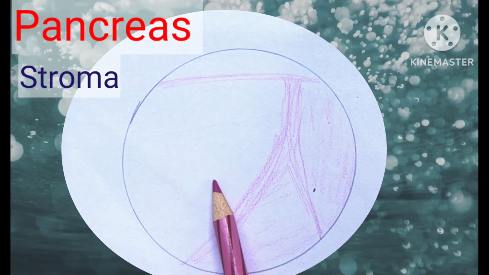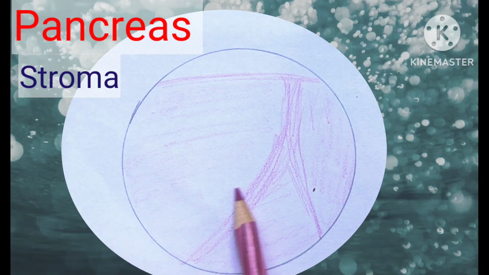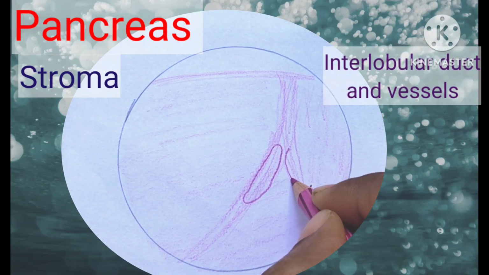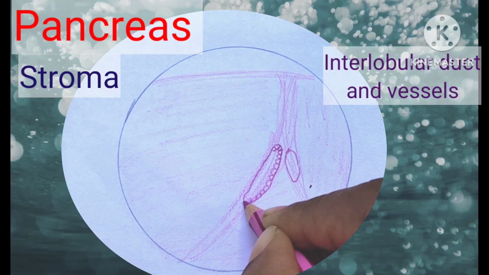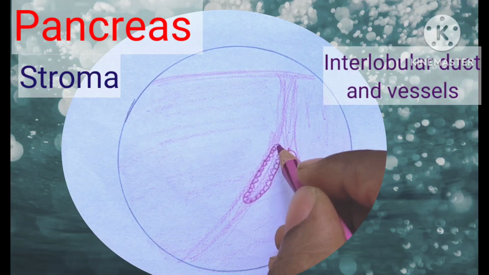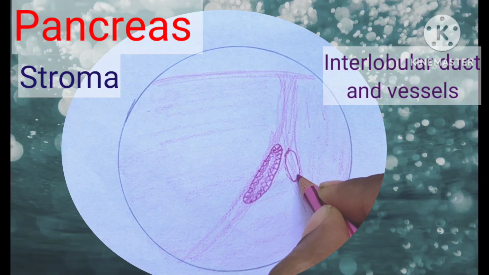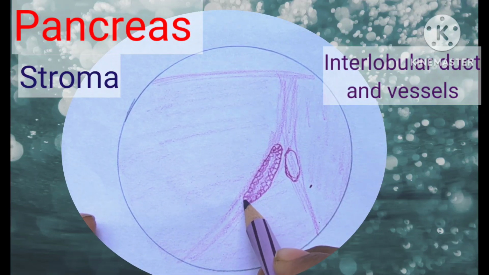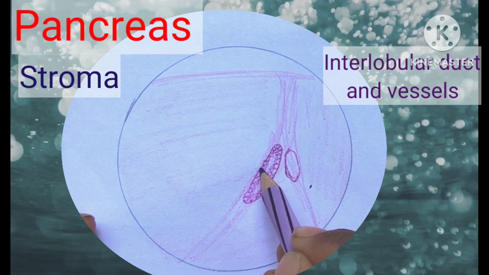The exocrine part is almost similar to the serous salivary gland, with minor differences. So similar to the serous salivary gland, we have to draw intralobular ducts and interlobular ducts. Now I am drawing the interlobular ducts within the trabeculae. The duct will be lined by columnar to stratified columnar epithelium, and the vessels are also there with squamous epithelium. They lie between the lobules, that's why they are called interlobular ducts.